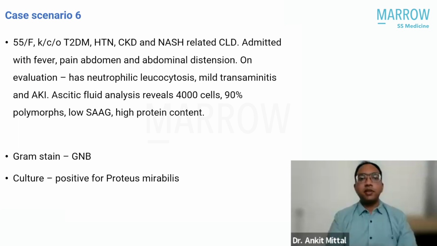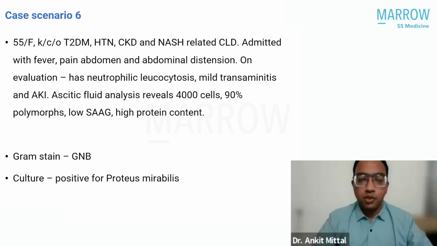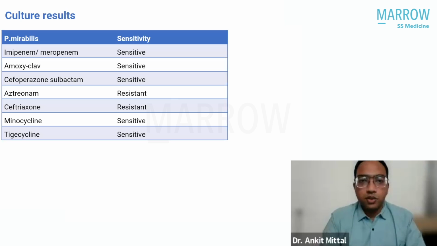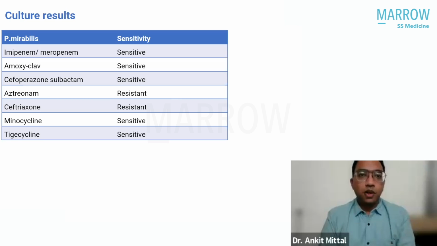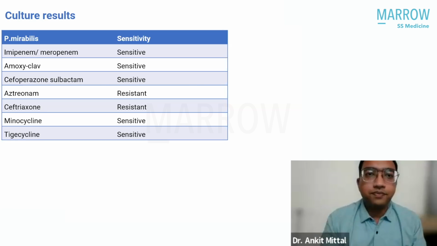Now, coming to our next case, again an important case scenario. A 55-year-old female, known case of diabetes, hypertension, CKD, NASH-related CLD, admitted with what looks like a peritonitis presentation. Ascitic fluid is showing neutrophilic leukocytosis, and the Gram stain is showing gram-negative bacilli, and the culture is positive for Proteus mirabilis. Okay, and this is the sensitivity reported over here. Now, would anybody volunteer to point out what is probably wrong in this sensitivity, if anybody could?